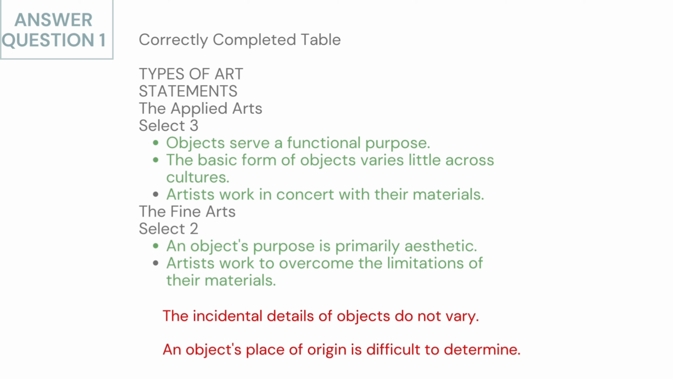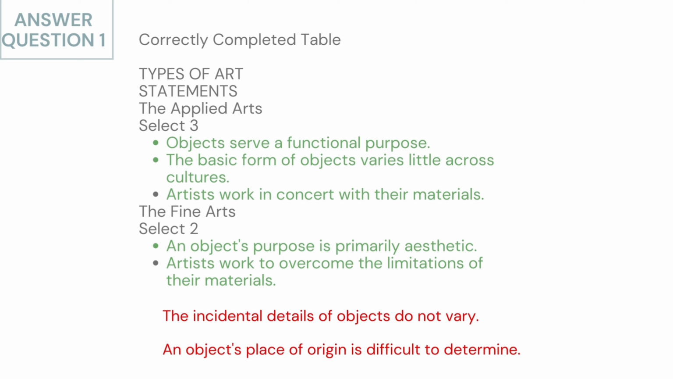This idea is explicitly refuted. So the passage says the opposite of this by the last sentence of paragraph 1. The last sentence of paragraph 1 says that the incidental details of such objects do vary.